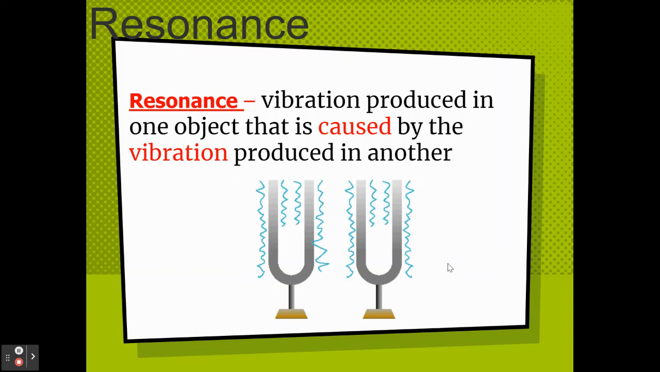All right, and lastly, we have resonance. So resonance is a vibration produced in one object that is caused by the vibration produced in another. So if you see this example, we hit this tuning fork with a hammer, and those vibrations there are then transferred to the other one because those waves are traveling through the air and then transferring that energy to the other tuning fork.